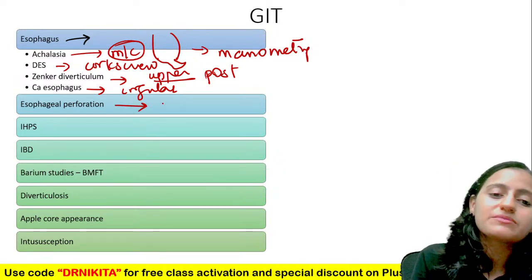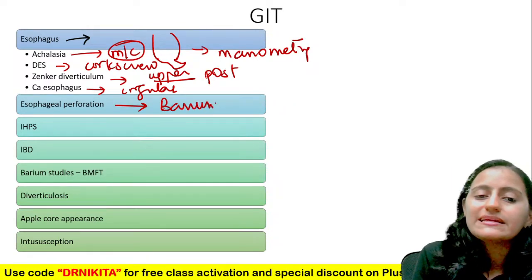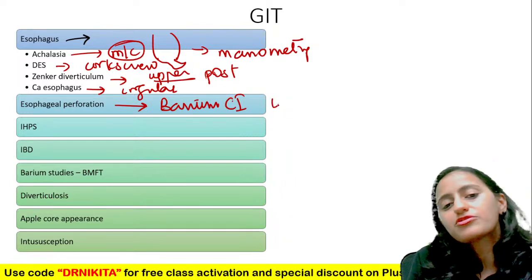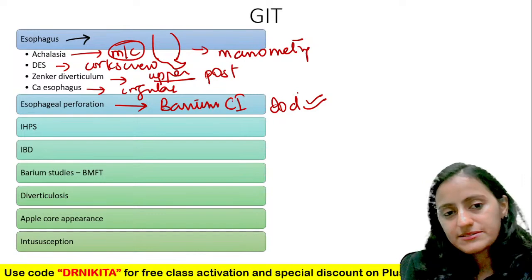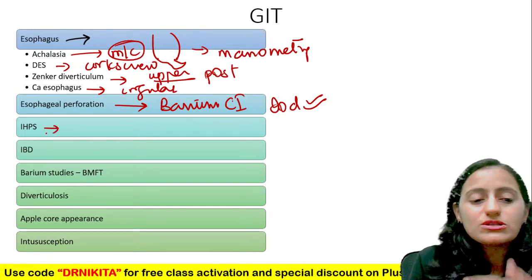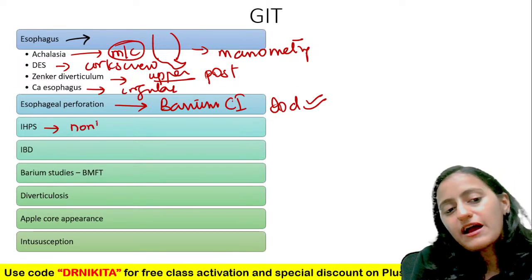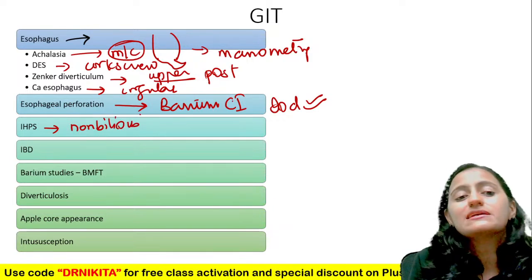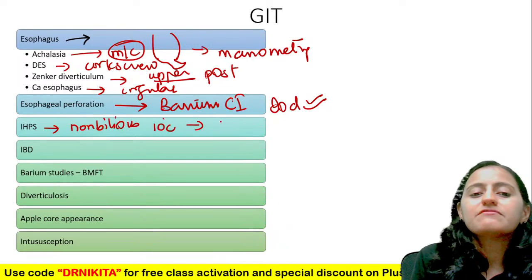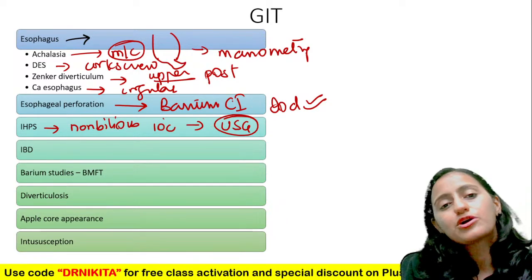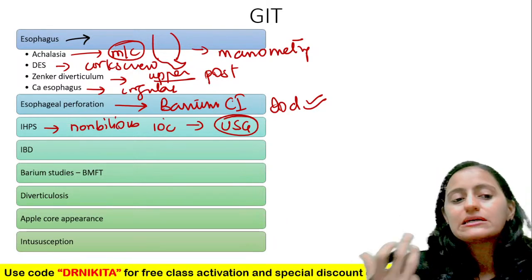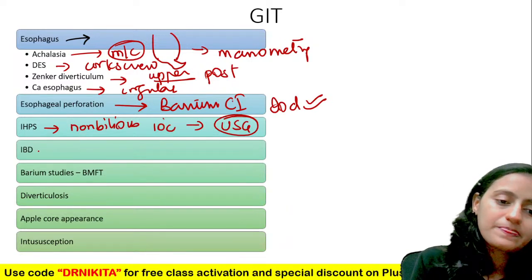Esophageal perforation: remember the important point that in any perforation, barium is contraindicated, so what we give is iodinated contrast. IHPS or CHPS is important, where you have the history of a child with non-bilious vomiting. The investigation of choice for CHPS is ultrasound, because there is no radiation, so in neonates and children you prefer that.